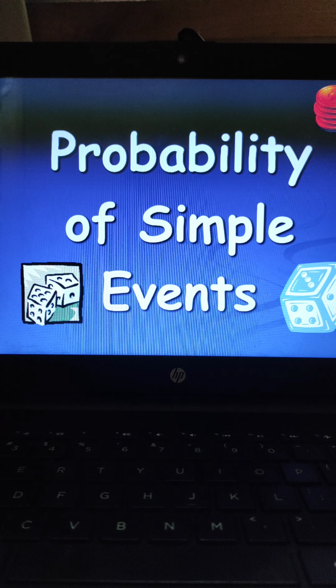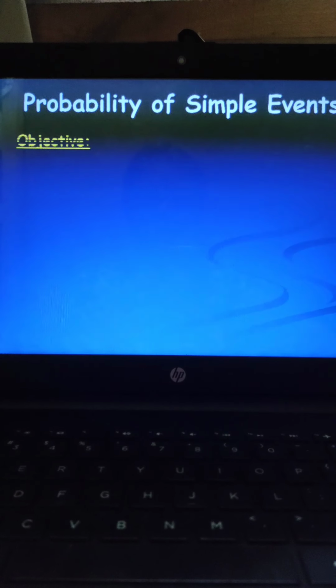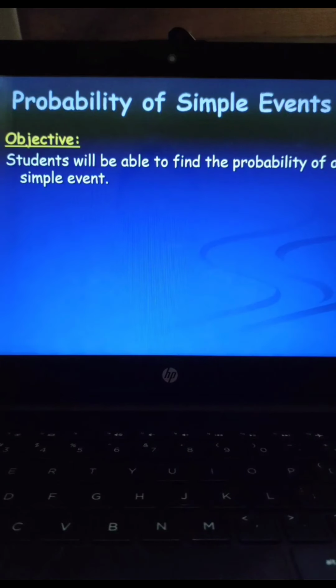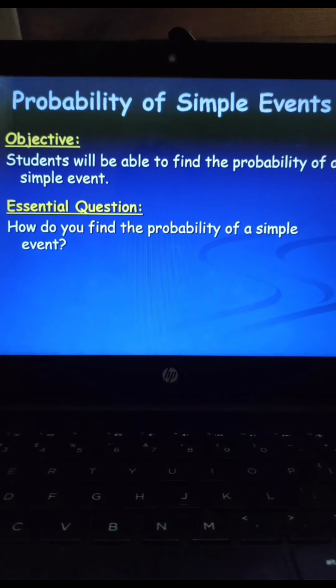For today's class, I will be discussing the probability of simple events. Just watch this. Probability of simple events. Objectives. At the end of the lesson, you will be able to find the probability of a simple event. Essential question. How do you find the probability of a simple event?